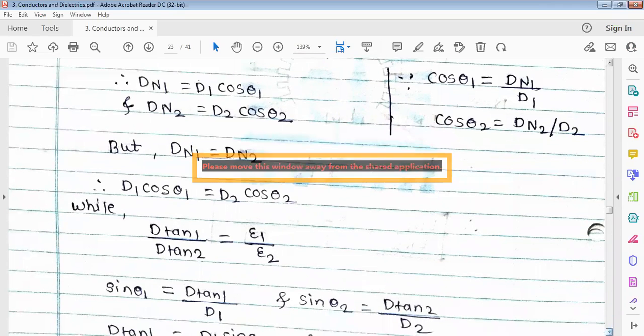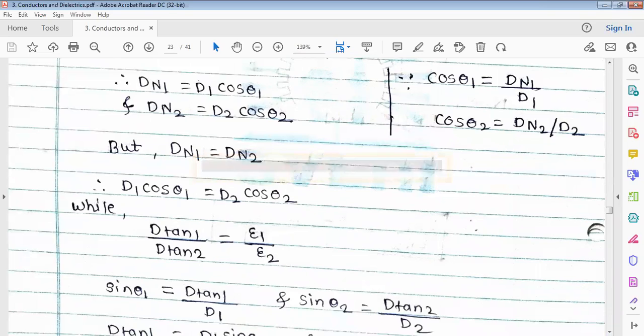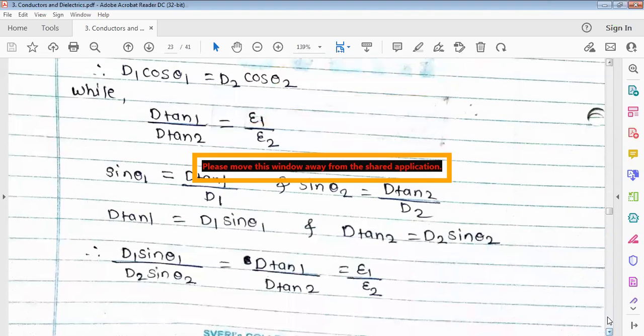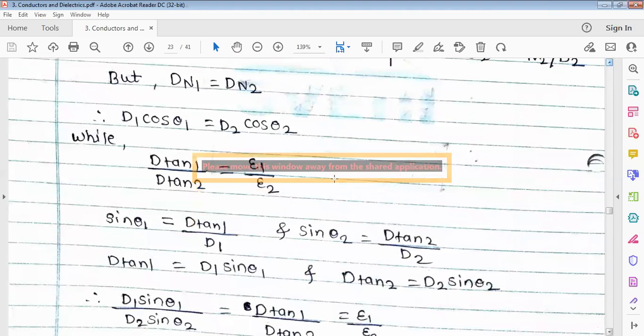And we know from the boundary conditions that dn1 is equal to dn2. Therefore, dn1 is equal to d1 cos theta 1, which is equal to d2 cos theta 2. And d tan 1 divided by d tan 2 is equal to epsilon 1 divided by epsilon 2. So from this triangle, again, we can find the sine theta also.